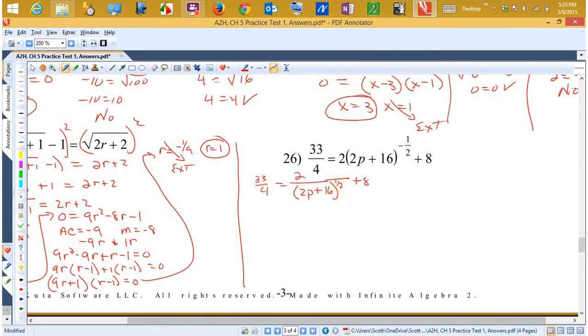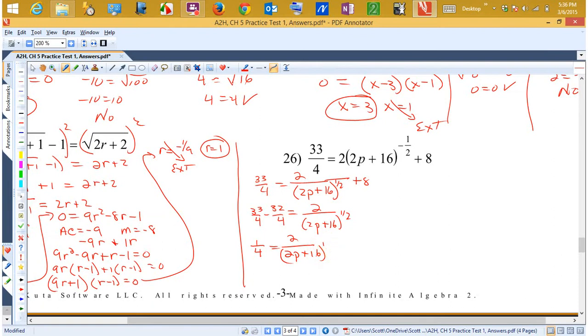But first I'm going to go ahead and do as much simplification as I can. So this 8 over here, I'm going to subtract it from both sides. Now this is 33 over 4, and 8 is actually 32 over 4, right? So when I subtract the 8, I'm just going to go ahead and change it into a fraction. And that would give me 2 all over 2p plus 16 to the 1/2 power. So when I subtract, I'm going to have 1/4 is equal to 2 all over 2p plus 16 to the 1/2.